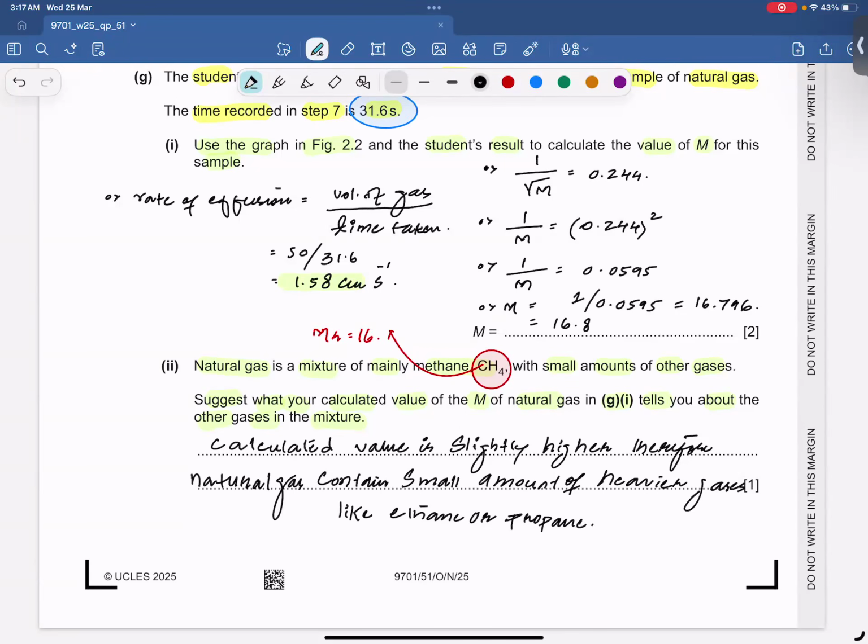ओके अच्छा, एक चीज और. ये तो मैंने कैलकुलेशन की है ना, हो सकता है किसी बच्चे का आंसर 16 से कम हो जाए, यानी इस Mr से कम हो जाए. तो अगर 16 से कम होगा तो इसका मतलब जो नेचुरल गैस है उसके अंदर स्मॉल अमाउंट ऑफ लाइटर गैसेस होंगी, लाइक हीलियम और हाइड्रोजन. ओके, इन दैट केस आपने इस तरह से रखना है आंसर. ठीक है जनाब.